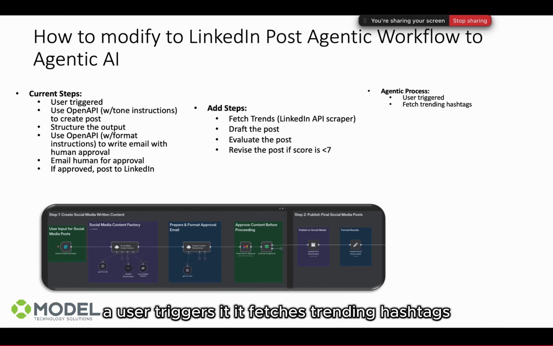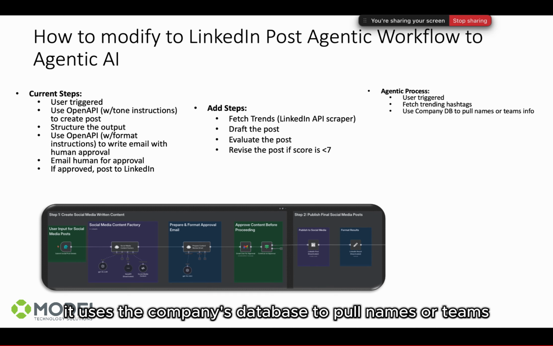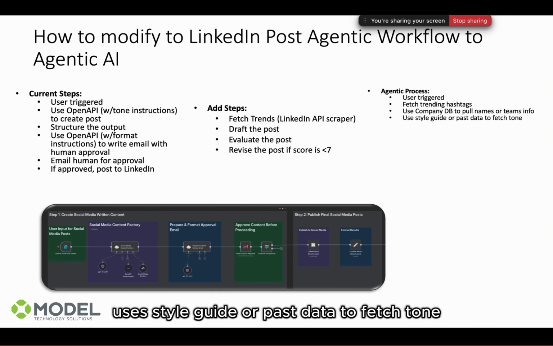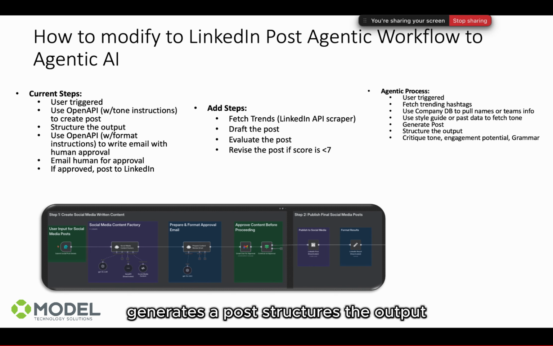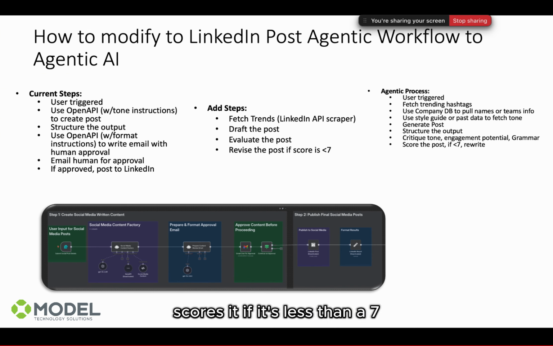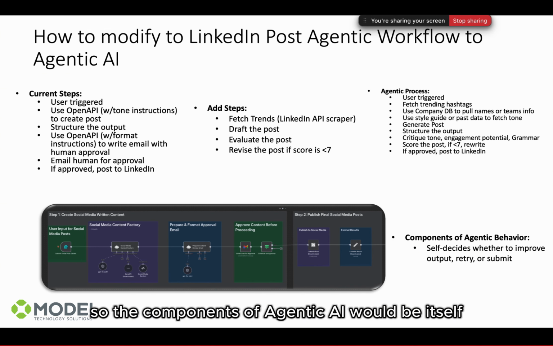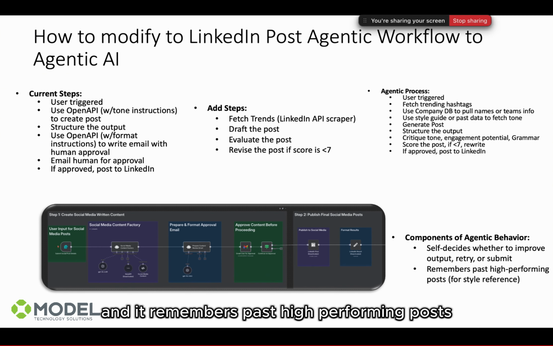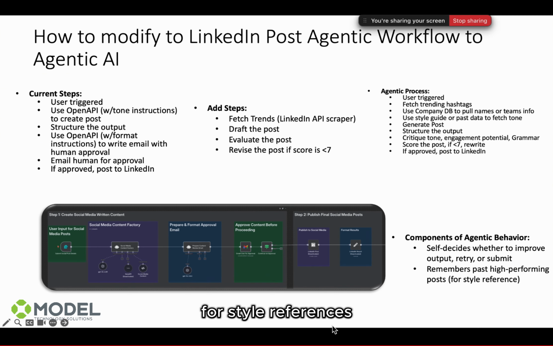A user triggers it, it fetches trending hashtags, it uses the company's database to pull names or teams or other info into the post, uses a style guide or past data to fetch tone, generates a post, structures the output, critiques the tone, engagement potential, and grammar, and scores it. If it's less than a 7, it's going to rewrite it. If it's approved, it's going to post to LinkedIn. So the components of agentic AI would be that it self-decides whether or not to output, retry, or submit, and it remembers past high-performing posts for style references.